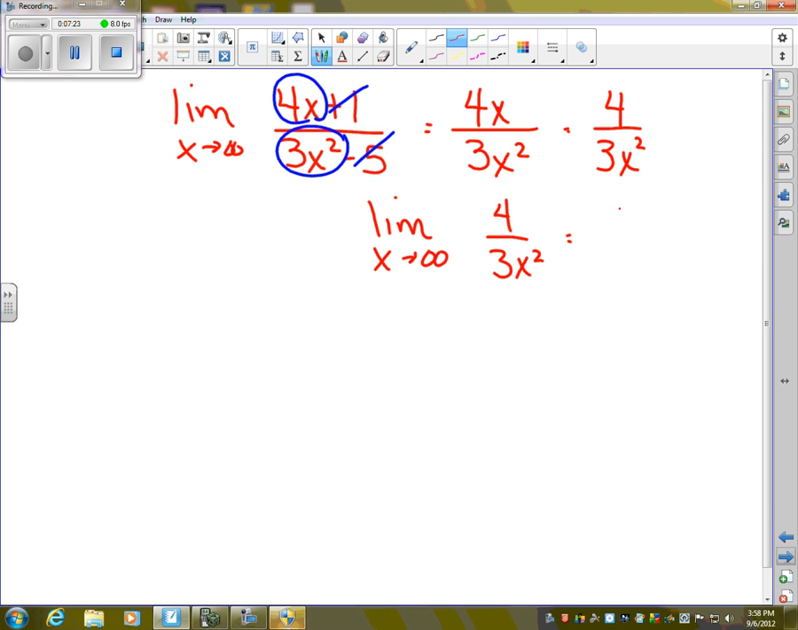Well, the top's going to stay 4, but the bottom's going to be huge and positive. Okay, we'll put approaching infinity. So what we have is 4 over a big number. Well, we already said previously that 1 over a big number is little. Well, 4 over a big number would also be little, because that would be like 4 times 0. So that would end up being 0.